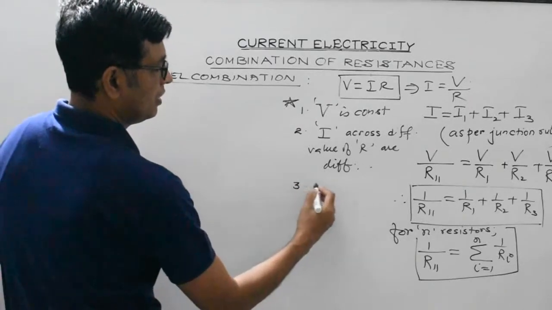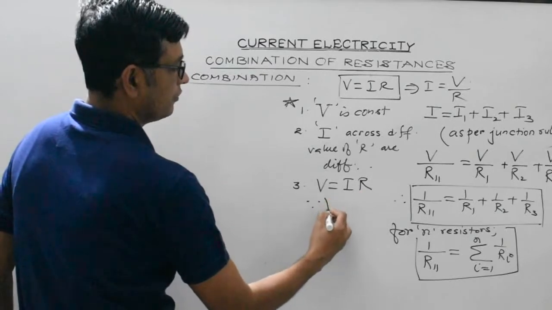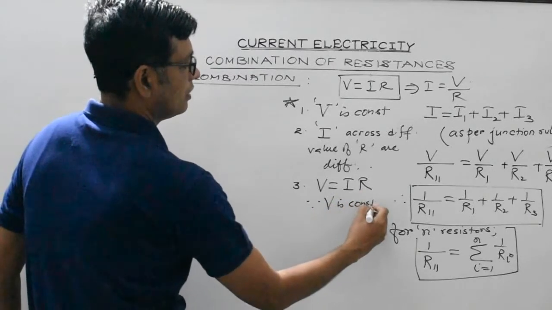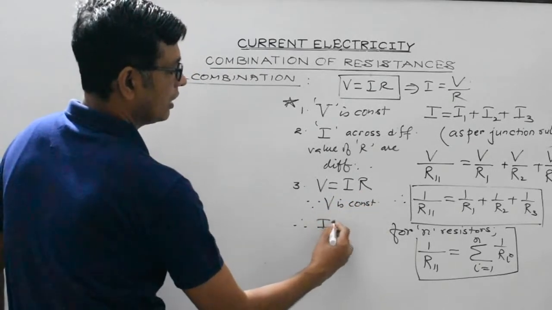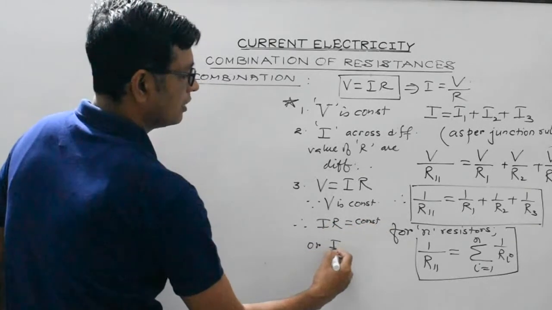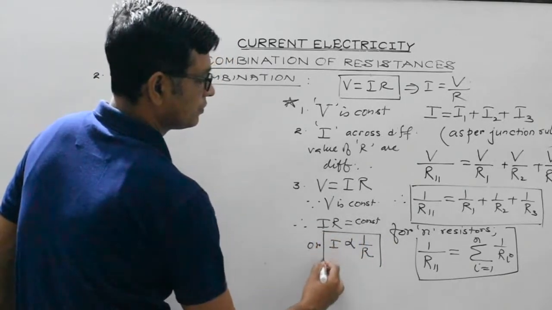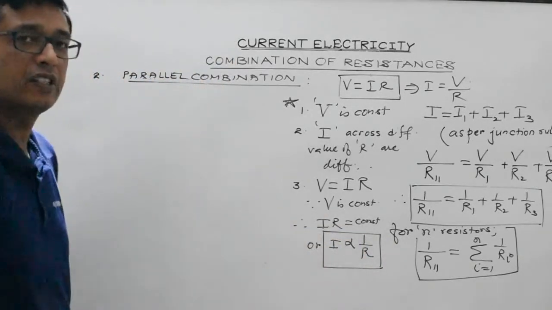Third, we are aware V equals IR, right? Since V is constant, therefore IR is equal to a constant, or I is inversely proportional to the resistance. Let's try to interpret this particular statement.